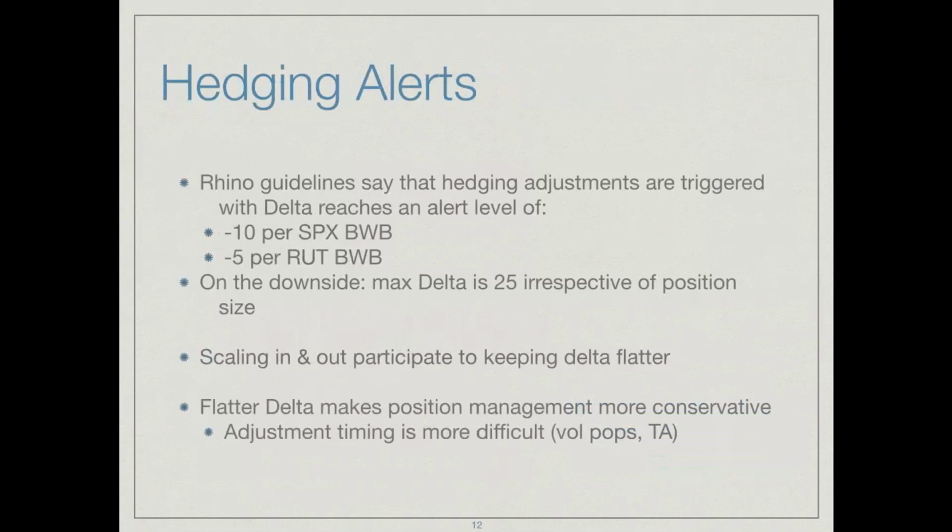So the hedging alerts are on the upside. In the original guidelines, there was a number for the Rhino itself, but because now sometimes I scale in or I enter one at a time, two at a time, 2 plus 3, 2 plus 1 plus 1, basically the delta alert is actually per fly. So on the SPX, it's -10 on the upside, and for the RUT, it's -5. On the downside, it's always 25.